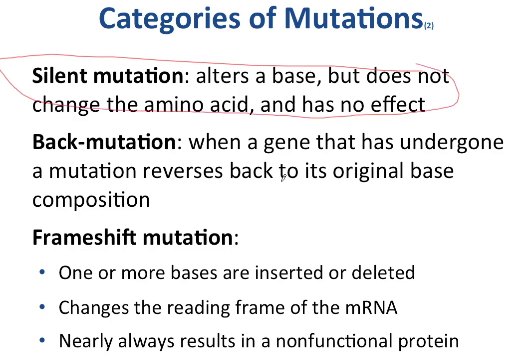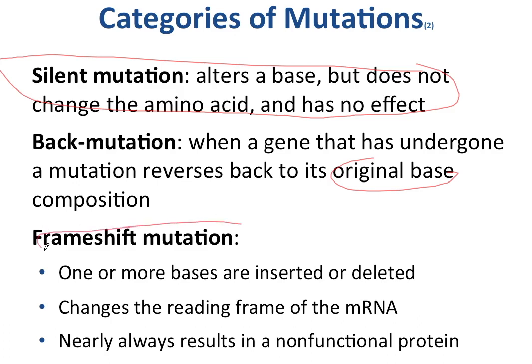Back mutation means that even though the mutation happens, the base is not changed in the end. For example, UAA is mutated to UAG, and UAG continues to mutate back to UAA. So the final result is still the original base. So this is back mutation.